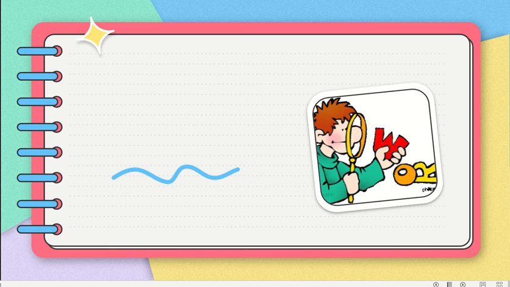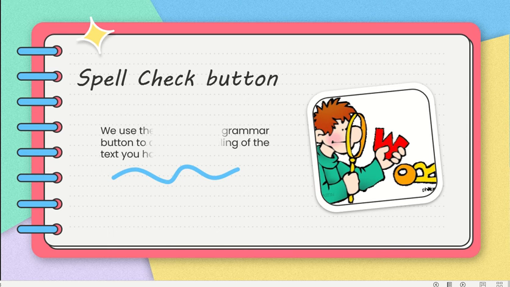Someone is searching for a word or checking for words. So let's see what this is. Oh, it's a spell check button. And what does it do? We use the spelling and grammar button to check the spelling of the text you have typed. If we have misspelled some words or some text in our document, we can use this spell check button to correct our mistakes.